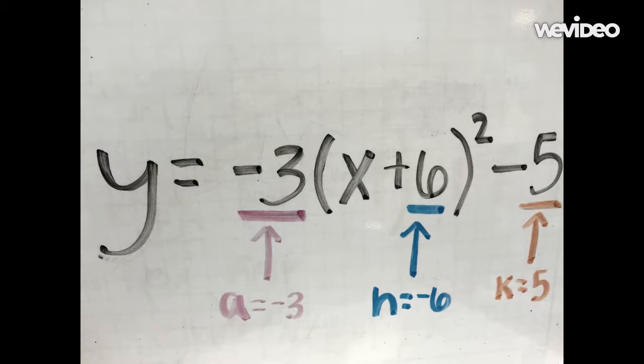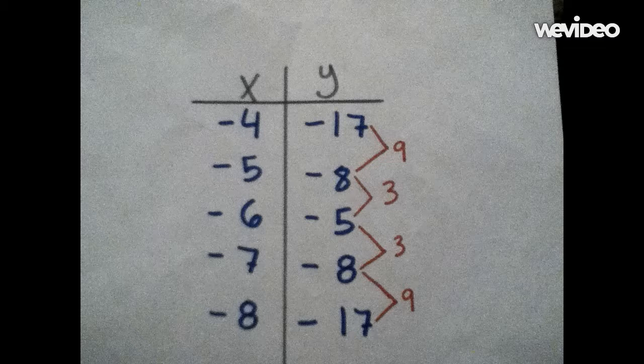For something that is harder, let's graph y equals -3(x plus 6) squared minus 5. Let's graph the vertex. H equals 6 and k equals -5, so the vertex would be -6, -5, because h is always the opposite and k is always the same. Now that we have the vertex, we need to graph the rest.